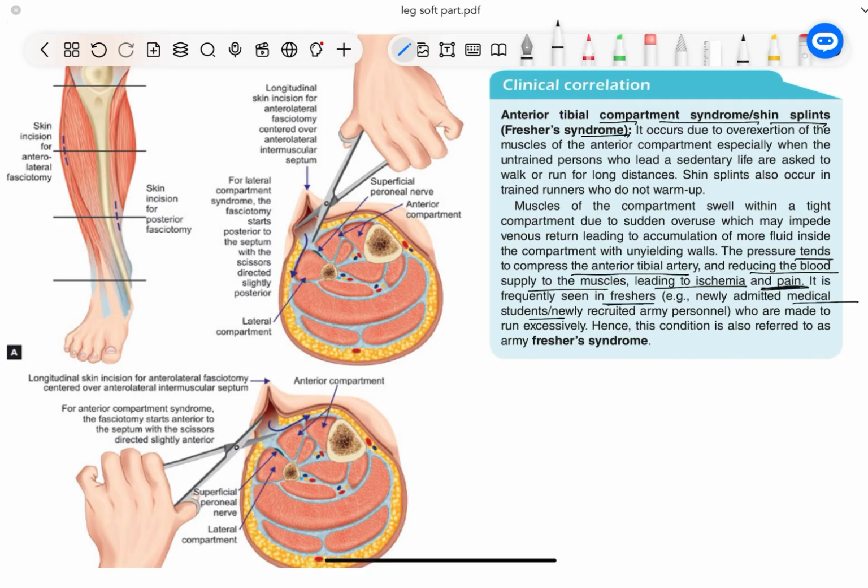So, newly admitted medical students or army persons. That is why its other name is freshers syndrome also. So, actually what happens is, due to vigorous exercise the venous return will be impaired, and accumulation of excessive fluid will be there, which may lead to compression of the muscles and vessels in the compartment, specifically the artery, and that may lead to an ischemic situation in the muscles, and severe pain will be there. This condition we call anterior tibial compartment syndrome or fascia syndrome.